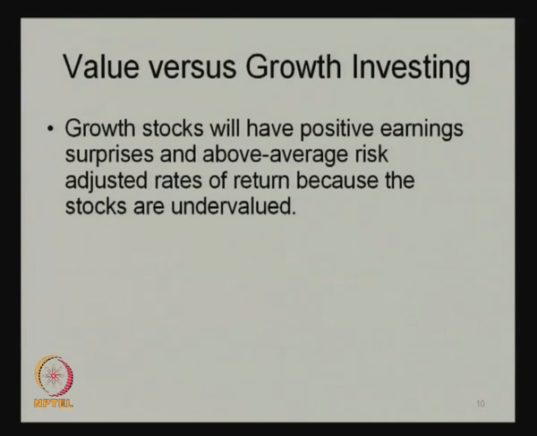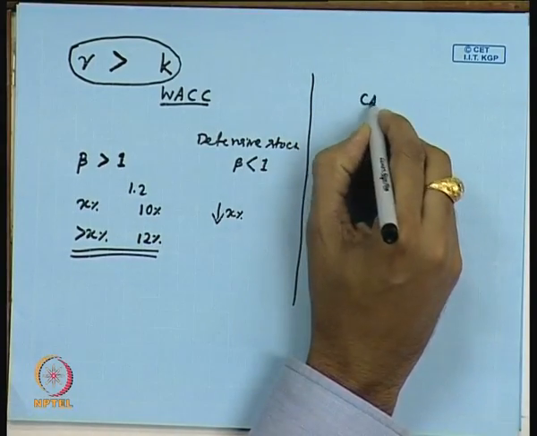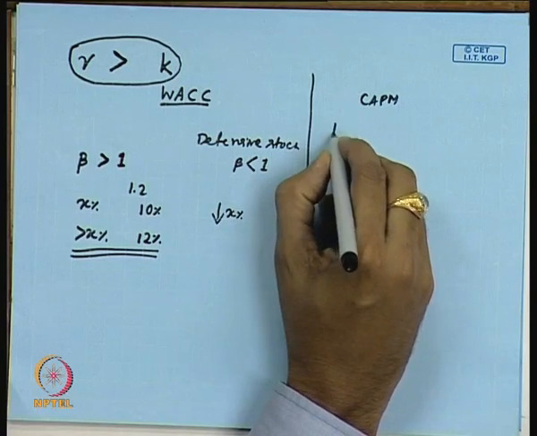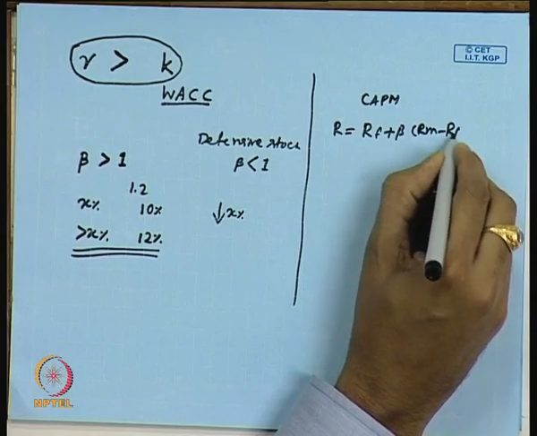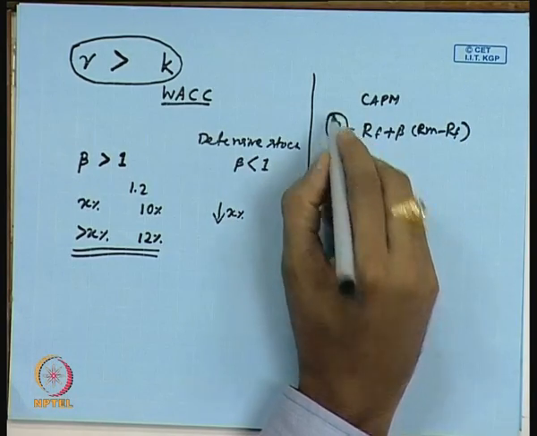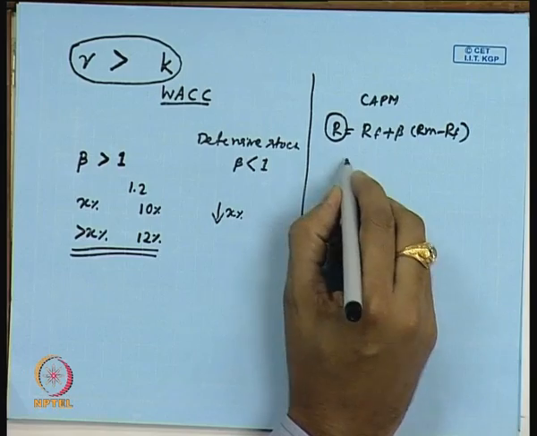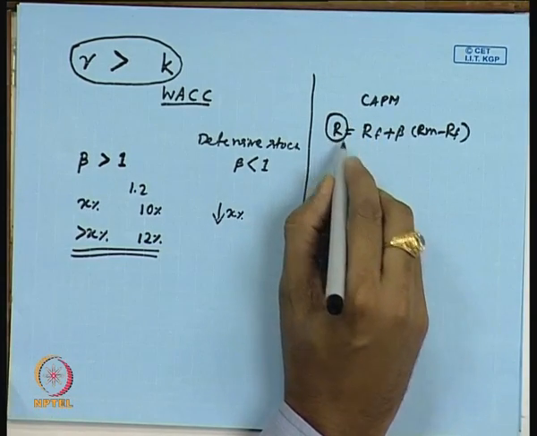When you say growth stocks, we say growth stocks are those which have certain expected earnings surprises, and have above average risk adjusted return. So, these are the stocks which are offering a little more return than the risk adjusted return. For instance, when you say risk adjusted return, we can apply the CAPM framework. The return could be like this: Rf plus beta times (Rm minus Rf). So, this is the return which is expected, but a growth company can actually have a return much more than this.